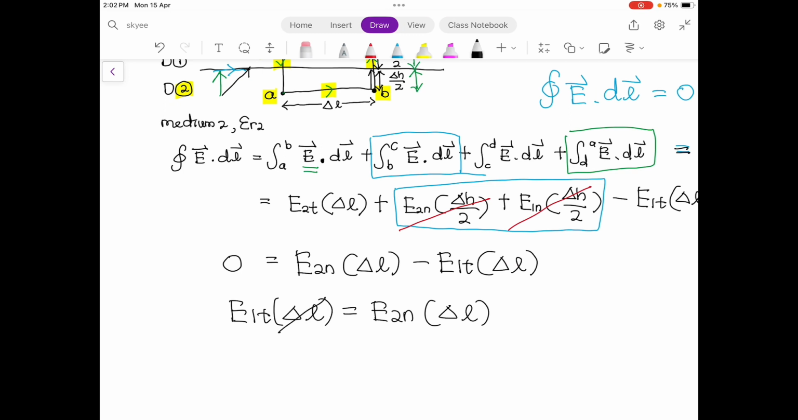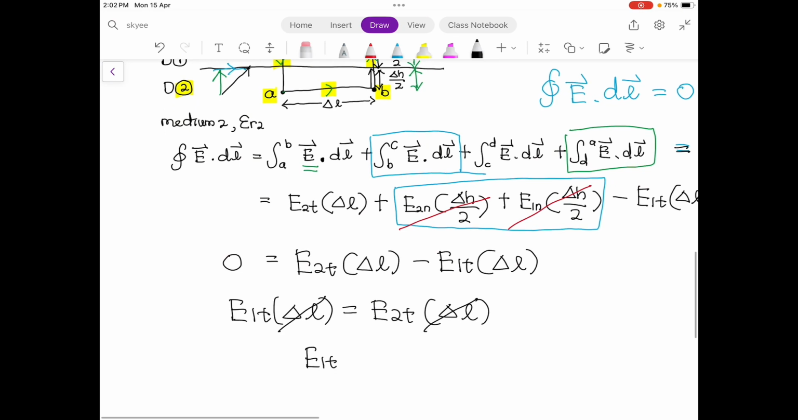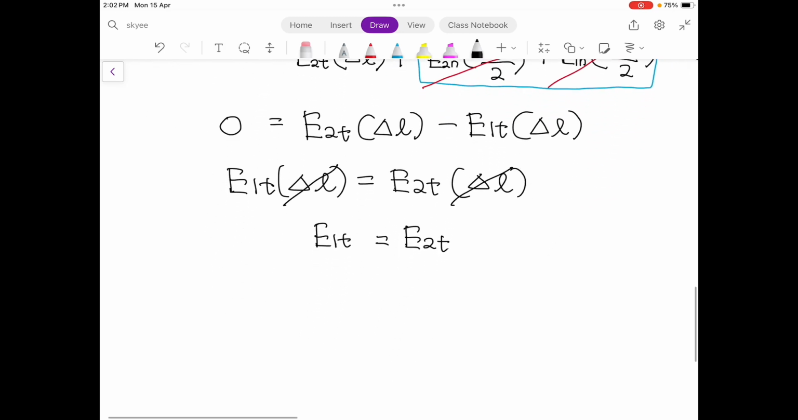So you simplify this. Wait, wrong over here, this is 2t, yeah? 1t, 2t. So you can say that the tangential component in medium 1 is the same as the tangential component of medium 2. So this is the first boundary condition.